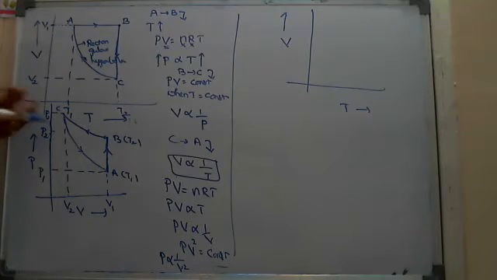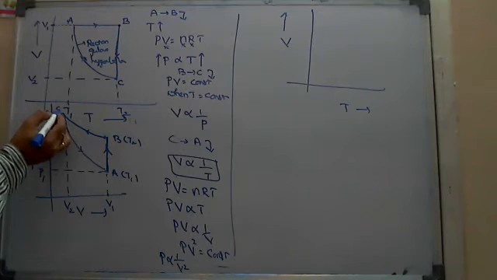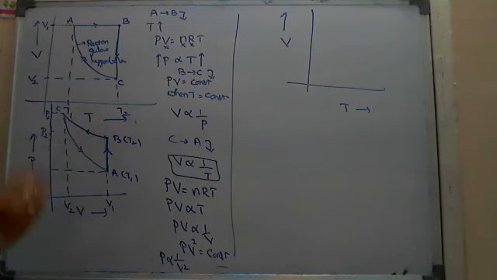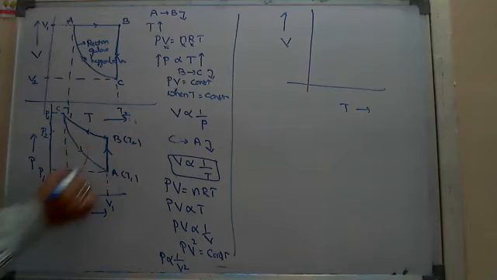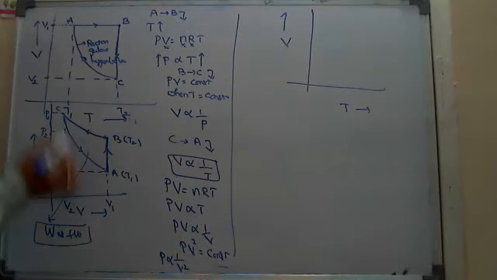Okay, after drawing the equivalent one, the PV graph, look at whether it is clockwise or anti-clockwise. Look at here, A to B, B to C, and C to A. It is in the anti-clockwise direction. It is in the anti-clockwise direction, which means in this case I can say the work done is positive.